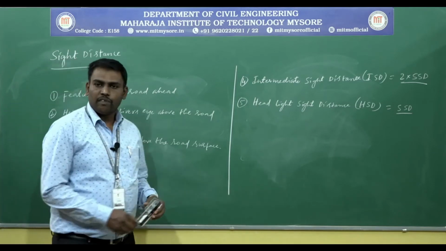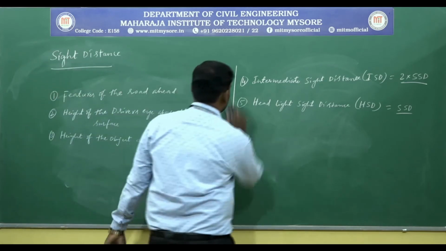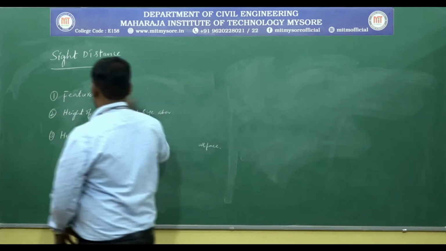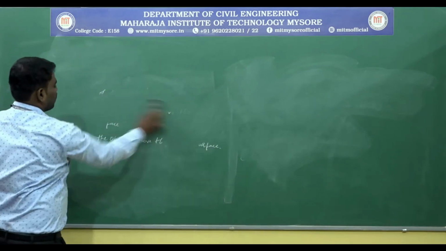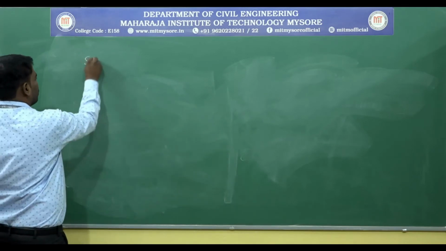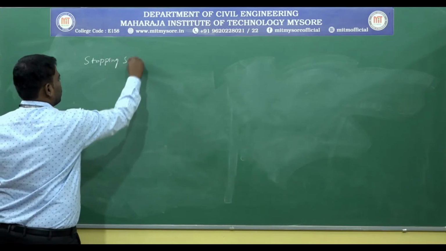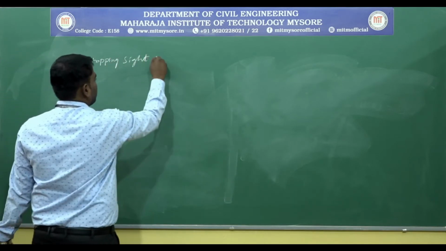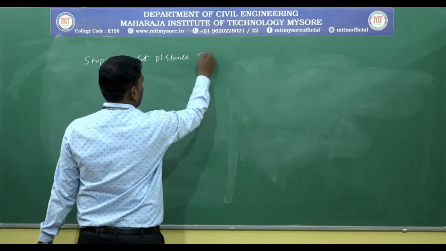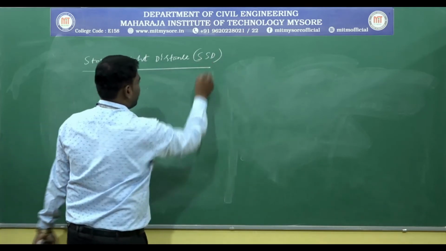Okay, I will take up the first type of sight distance, that is stopping sight distance, SSD. Stopping sight distance, SSD.